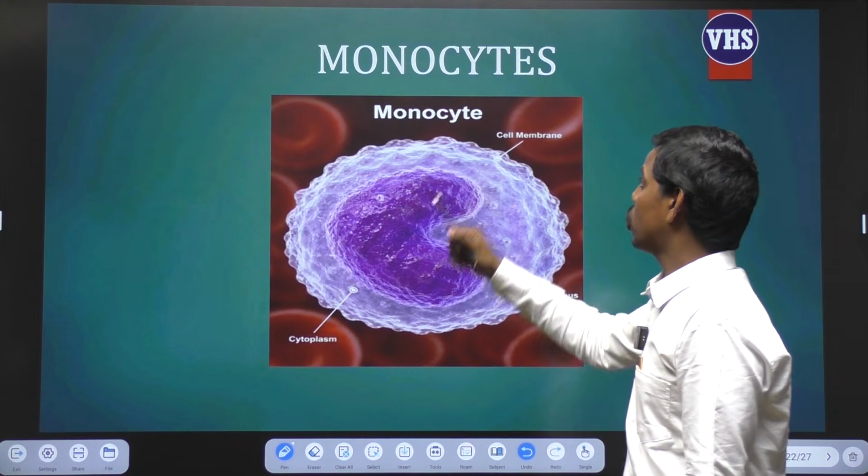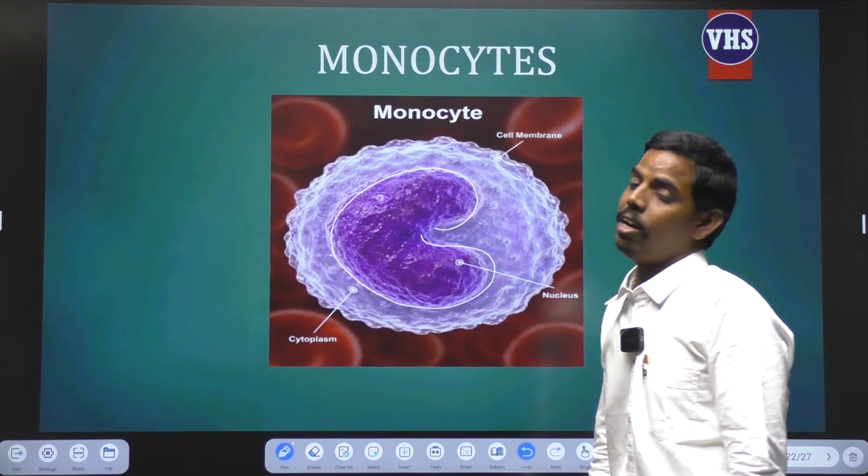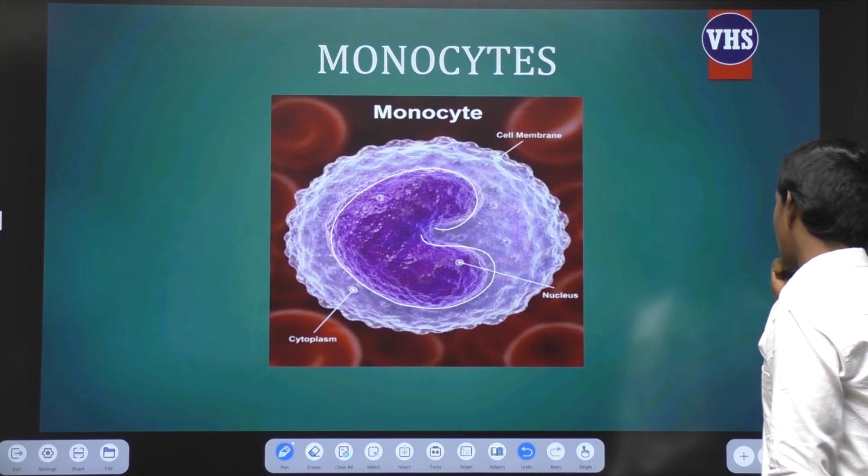The next thing, this is the structure of monocyte. See, what shape is it? It is kidney in shape. Kidney shaped cells are monocytes.